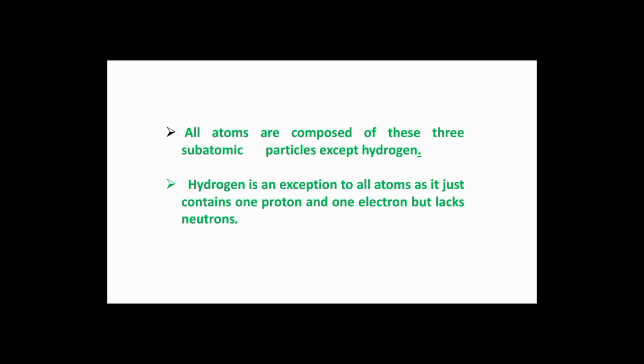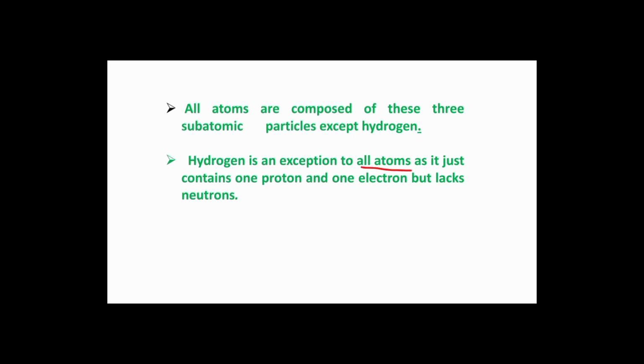All atoms are composed of these three subatomic particles except hydrogen. Hydrogen has only one electron and only one proton. If you are considering isotopes, different isotopes have neutrons, but one isotope of hydrogen doesn't have neutrons. Hydrogen is an exception to all atoms as it just contains one proton and one electron, but it lacks neutrons. This is in general what we study in our periodic table.